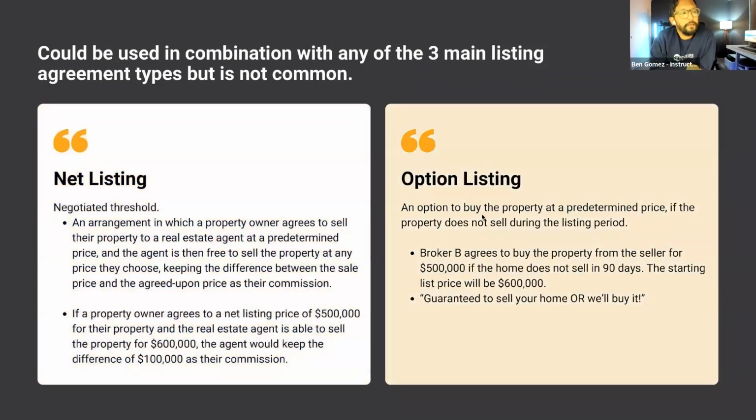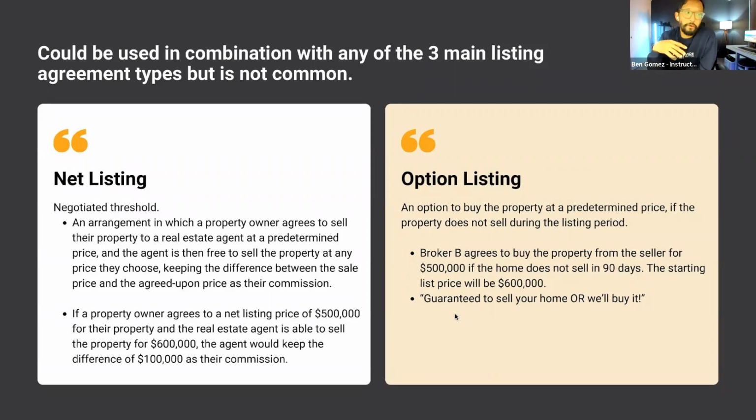An option listing is like this. Broker B agrees to buy the property from the seller for $500,000 if the home doesn't sell in 90 days. The starting list price will be $600,000. If you guys have ever seen the bus bench ads or any marketing that says guaranteed to sell your home or we'll buy it, it's usually because they already write a certain amount.